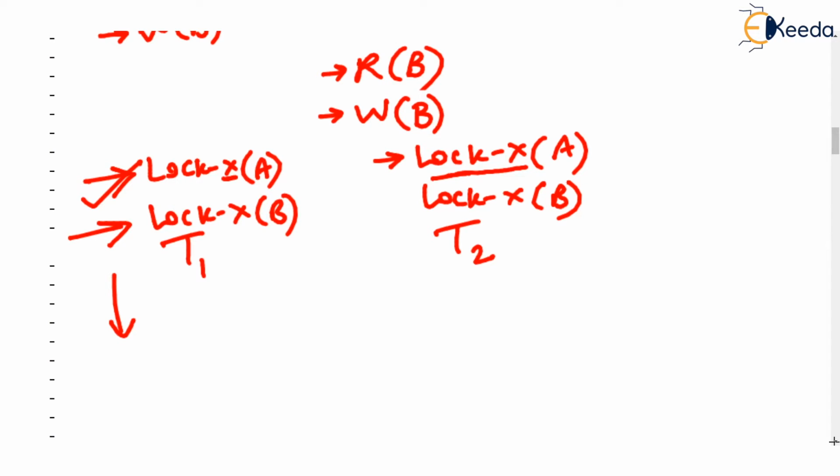Now these locks will be released. These locks will be auto released when T1 ends, and then T2 gets all the locks and continues its execution. Just try to understand it in a better way.